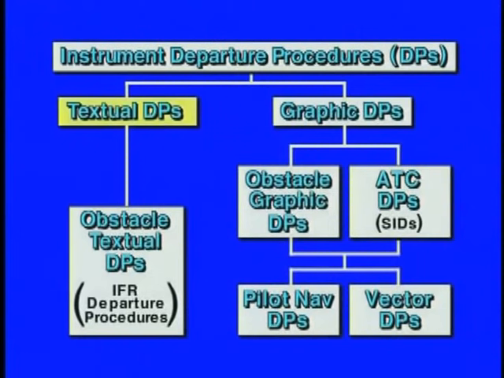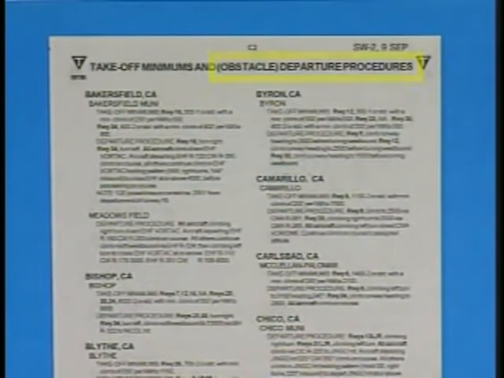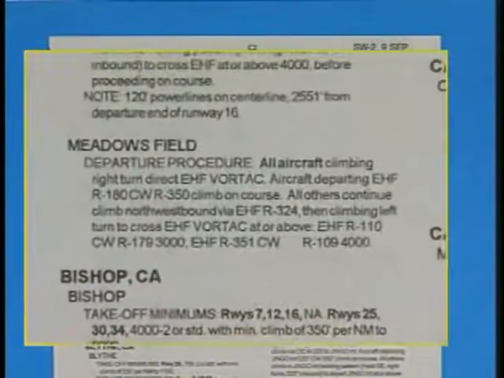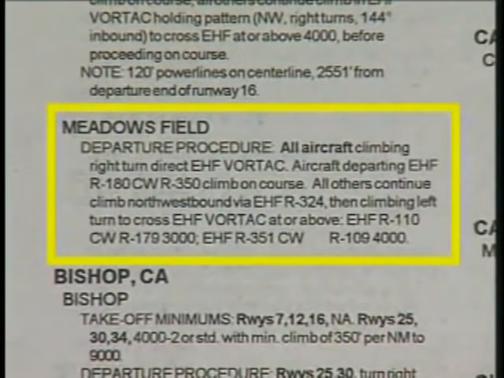DPs can be either textual or graphic. Textual departure procedures exist only for obstacle clearance and normally can be found at the front of the terminal procedures booklet. If ATC does not assign a graphic DP or other instructions, you can use the textual DP for obstacle clearance to depart the airport, and in some cases, to transition to the en route structure.